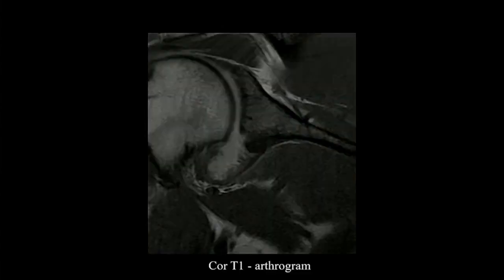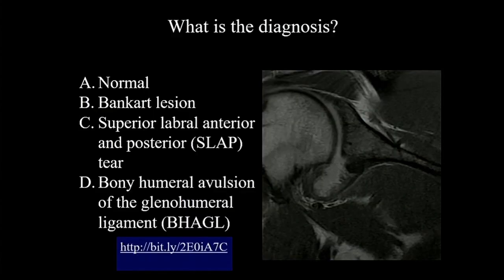Okay, next patient. So here is a coronal T1 weighted image after we've injected the gadolinium for an arthrogram. I'm just going to show you one view, which is not what happens in our daily practice, but I want you to focus on the usual trouble spots, the usual sources of pathology. So would you call this normal?